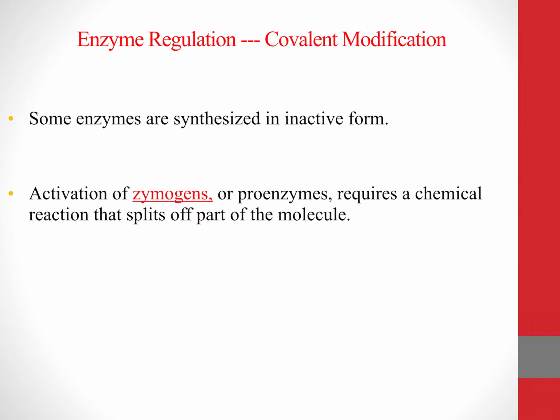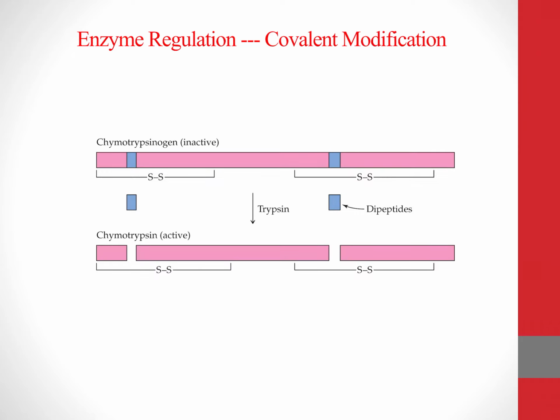Okay, covalent modifications are enzyme-catalyzed alterations of synthesized proteins, and they include the addition or the removal of chemical groups. So some enzymes are synthesized in an inactive form. These are called zymogens, or proenzymes. So basically, they're inactive precursors of enzymes, and it requires a biochemical change for it to become an active enzyme. So here's an example of that.